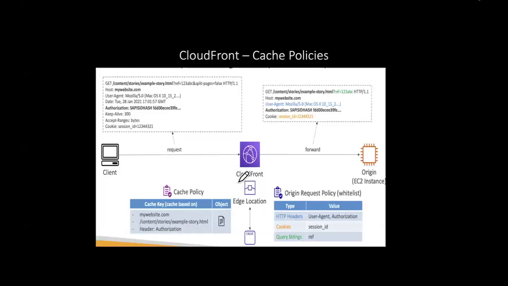And this is a nice visual of what we've been saying here. So if this was your original request up here with some headers and cookies and query string parameters, then the cache policy is the one that controls the structure of the keys in your cache, and the origin request policy is the one that controls what is sent by the edge location server back to the origin if there's a cache miss.